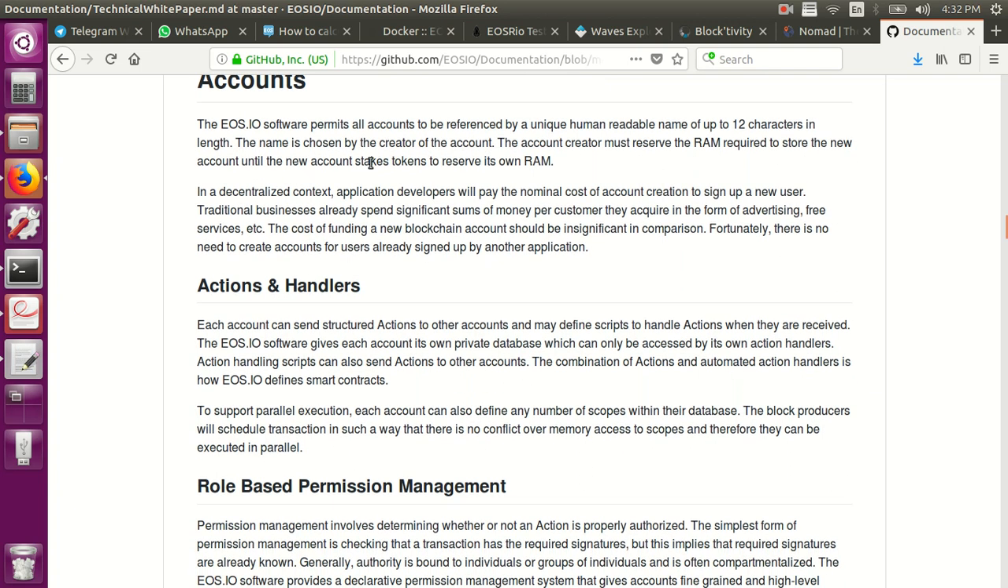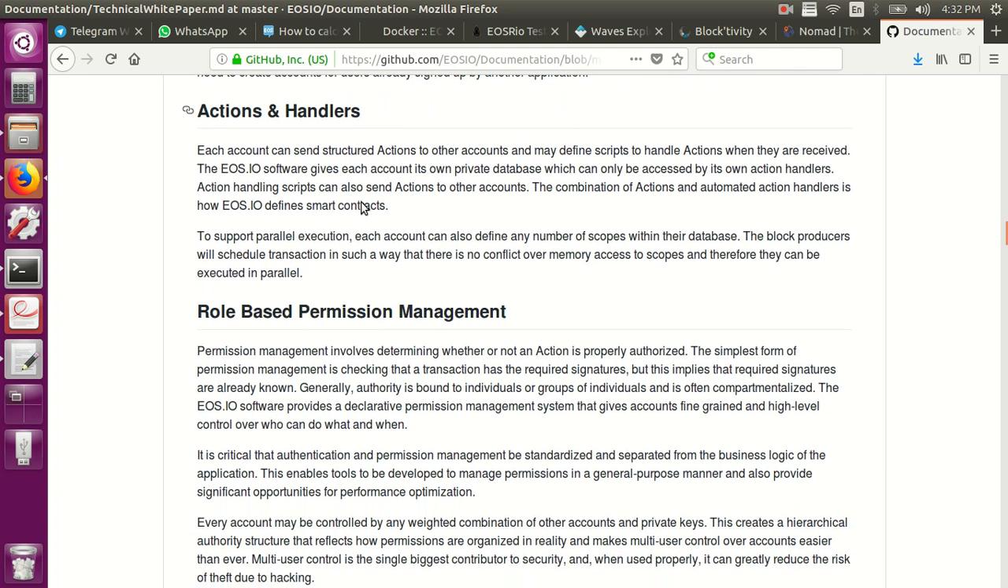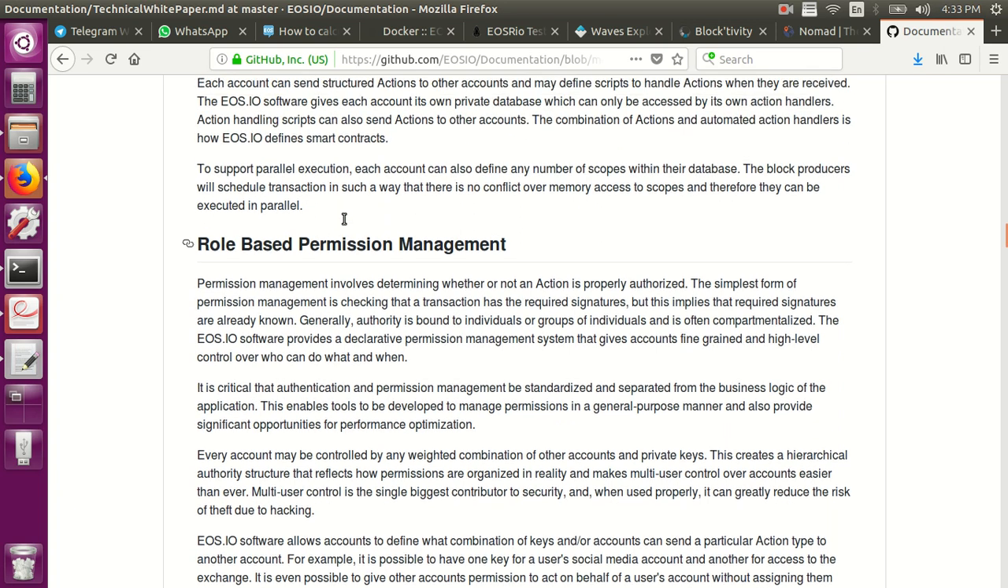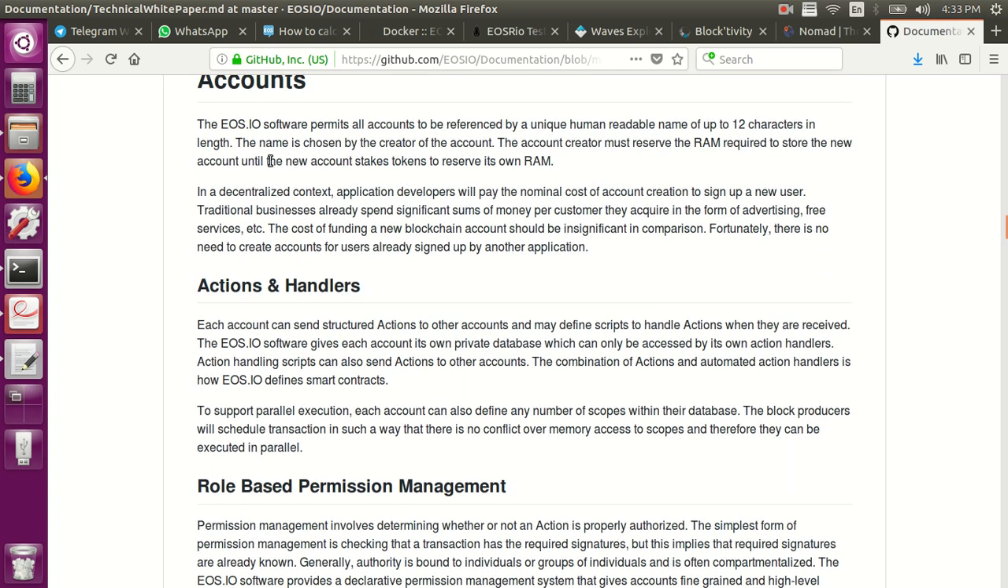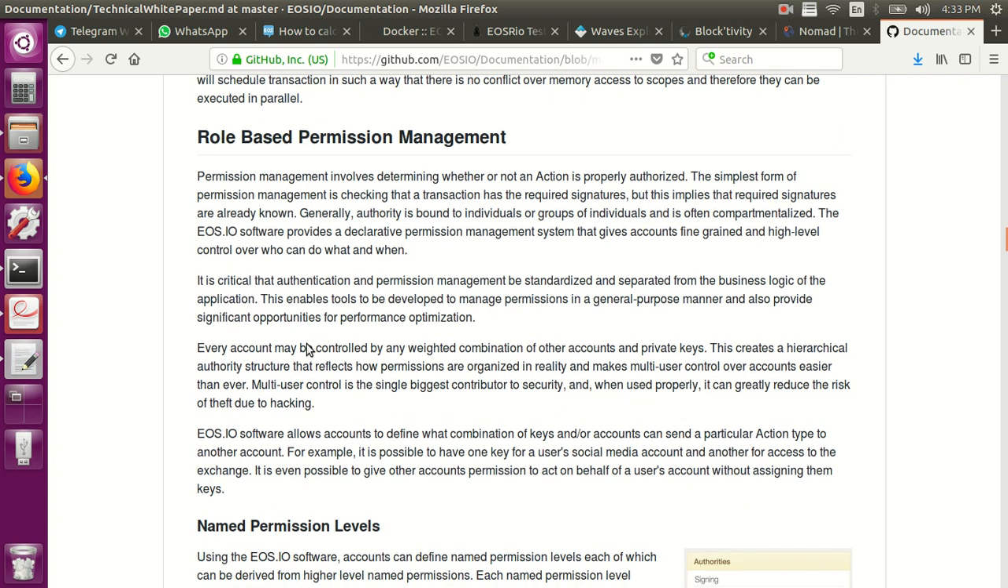So here you can have an actual account name, and that's tied to your public key and your private key as well, but when you're interfacing with the blockchain, you just use your account name. Actions and handlers, I don't want to get too far into the details because we'll talk about actions and handlers when we actually start writing code, so let's skip that section. Role-based permission management: because they're doing this account-based thing, they're also adding multi-sig style permissions to an account, so you can have a social media account permission and different things like this.